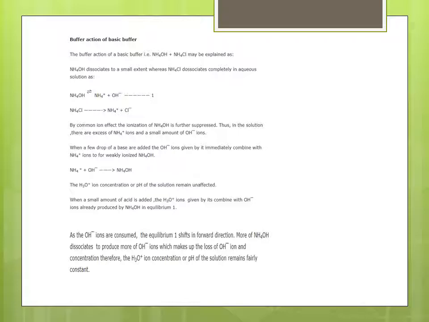When a small amount of acid is added, the H3O positive ion given by it combines with OH negative, and they proceed as in equation 1. As the OH negative ions are consumed, the equilibrium shifts in the forward direction. The H3O positive ion concentration, or pH, of the solution remains fairly constant.